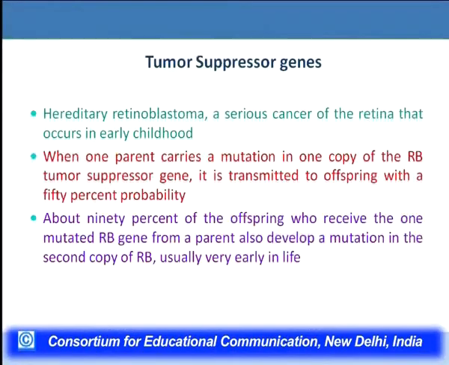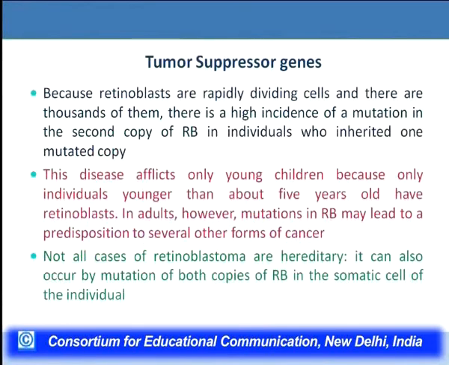In the case of hereditary retinoblastoma, which is a serious cancer of the retina occurring in early childhood, if the individual receives one mutated copy from the parent, those cells are predisposed for their second copy to get mutated. About 90% of the offspring which receive one mutated copy develop a mutation in the second copy of the RB gene, and they show retinoblastoma early in life.